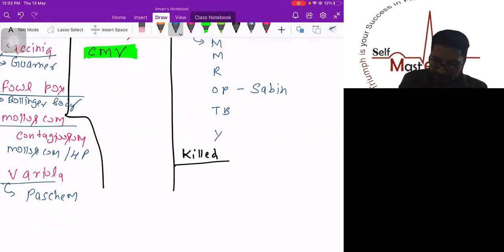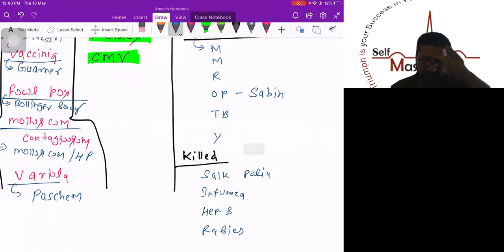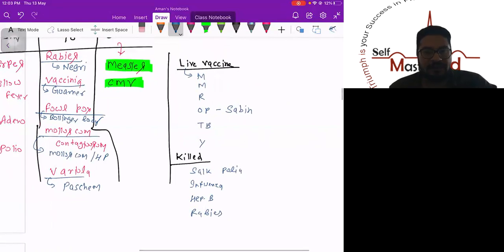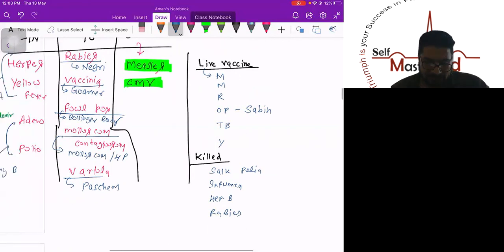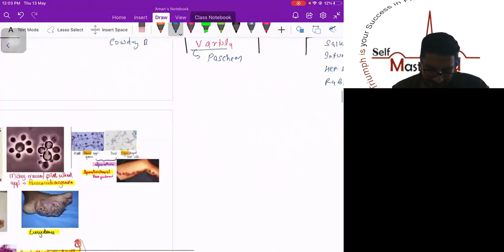If I talk about killed vaccines, we have the Salk vaccine, that is also for polio. It can be the influenza vaccine, hepatitis B vaccine, and the Rabipur vaccine, the vaccine for rabies. So these are killed vaccines. So understand this. This is about live vaccines and killed vaccines.